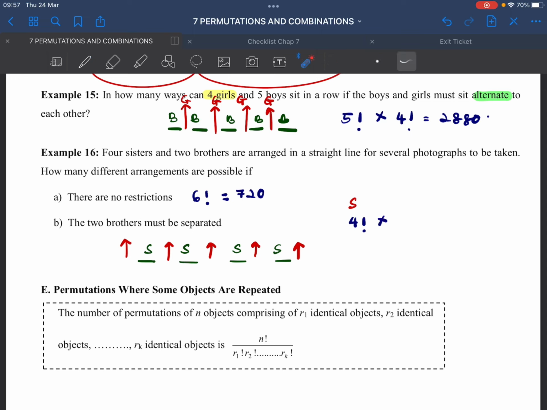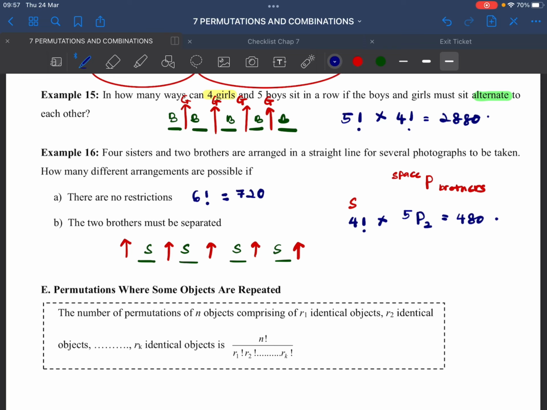Darab dengan, ada berapa banyak tempat untuk the brothers? 1, 2, 3, 4, 5. 5. Brothersnya ada berapa? 2 sahaja. So that's going to be 5P2. Okay, space P, berapa banyak brothers kamu ada? Okay, so that's going to be 4 factorial darab dengan 5P2 is 480.